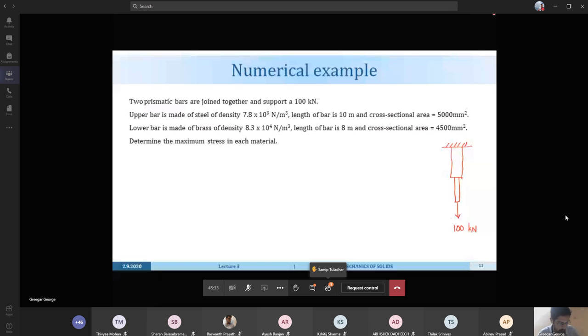Maybe I will also help you. The question is, you have to find the maximum stress developed in each material. And this body is subjected to self-weight also, because we are given the density function. So I suggest you first take the brass, and then the steel.